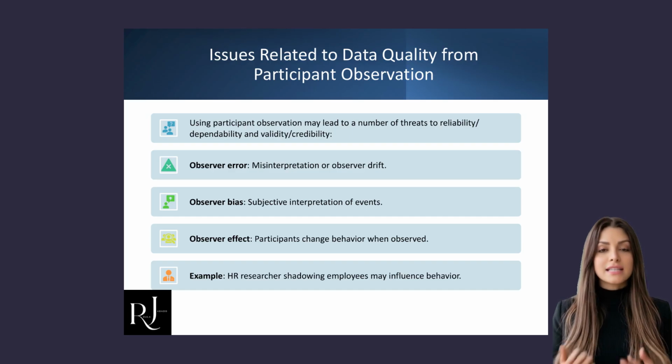We must be honest. Observation is a powerful tool, but it is also a fragile one. There are several threats to data quality that can ruin your research if you aren't careful. First is observer error. This happens when you misinterpret a gesture or drift away from your original focus.